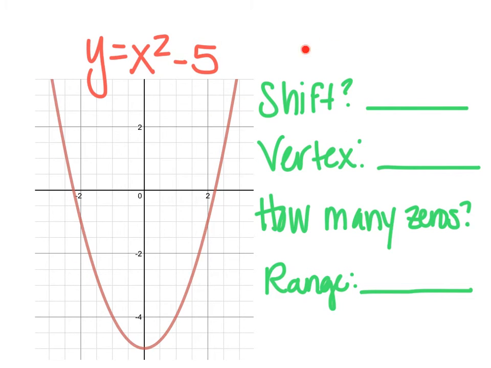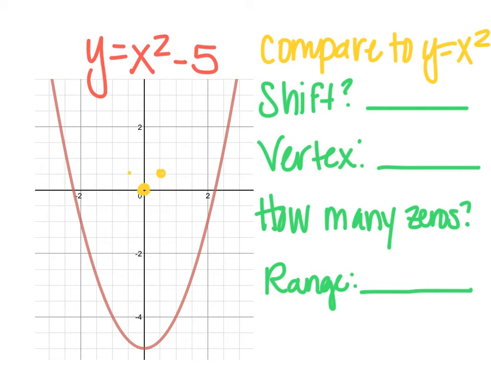It asks us, first of all, how much did it shift? Remember that we are comparing it to the parent function, which is y = x². Y = x², if you'll recall, is going to be a parabola that looks roughly like this. This is an approximation here, but that's roughly what it's going to look like.